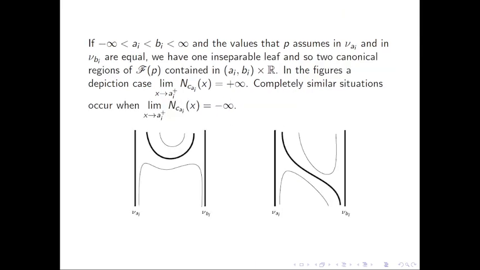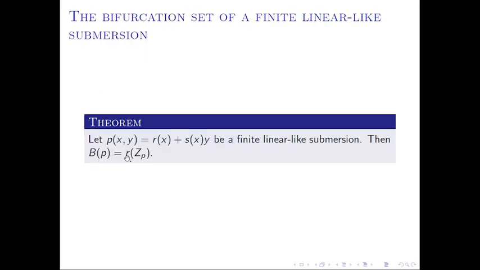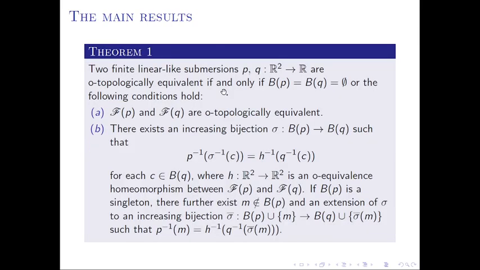The bifurcation set of a finite linear-like submersion P is denoted by BP, and we prove that this set is equal to the values of R in each zero of X. And our main results are the following. We prove that two finite linear-like submersions P and Q are all topologically equivalent if and only if their bifurcation sets are empty or the following condition holds.